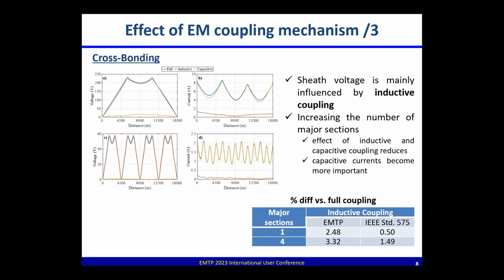And we can also see that by increasing the number of major sections, the effect of the inductive coupling and the capacitive one both reduce, and the induced current is also reduced, thus the capacitive current becomes, let's say, more important. Here you can see that the error stays at the same level when changing the major section from 1 to 4, and this is justified from what we said before, that the main mechanism here is the inductive one.